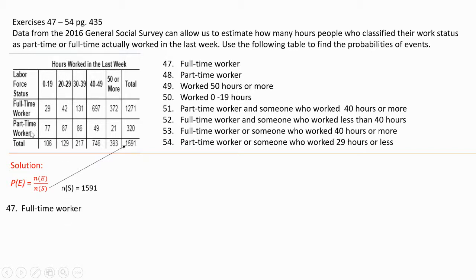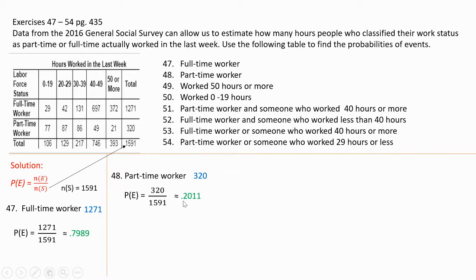Okay. So now full-time workers. So we go to full-time workers. How many are full-time workers? There'll be 1271. So 1271 over 1591. Put it into the calculator, and most of the time you're going to round to four decimal places. So it's going to be 0.7989. Number 48, part-time workers. Same concept. The part-time workers is 320 over the sample space. Use your calculator, so it's going to be approximately 0.2011.